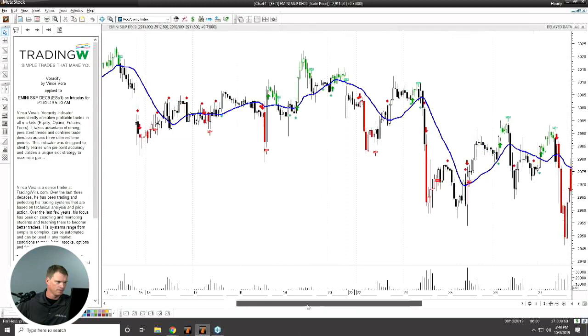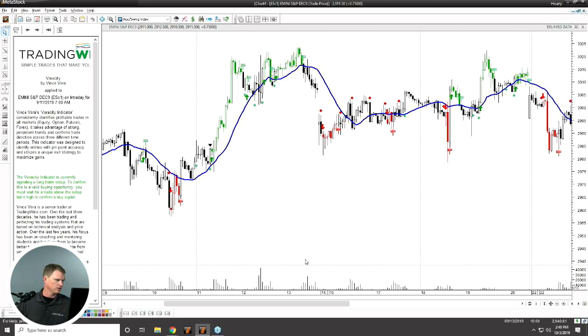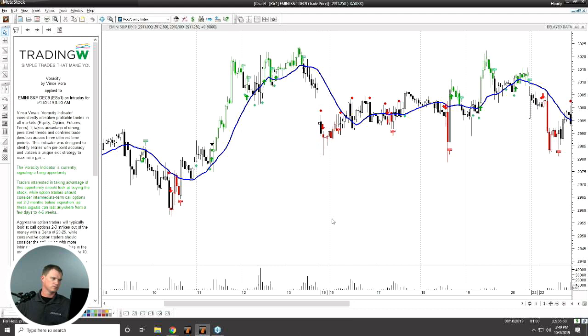So here's your setup. It's currently signaling a long trade setup. To confirm this is a valid buying opportunity, you must wait for the trade to go above the setup bar's high. So if you're in a long position, it goes above the high of the previous candlestick. If you're in a short position, it needs to go below the low of the previous candlestick. And then once you get into your trade, again, it just lays everything out for you. This is what is so nice with this system.